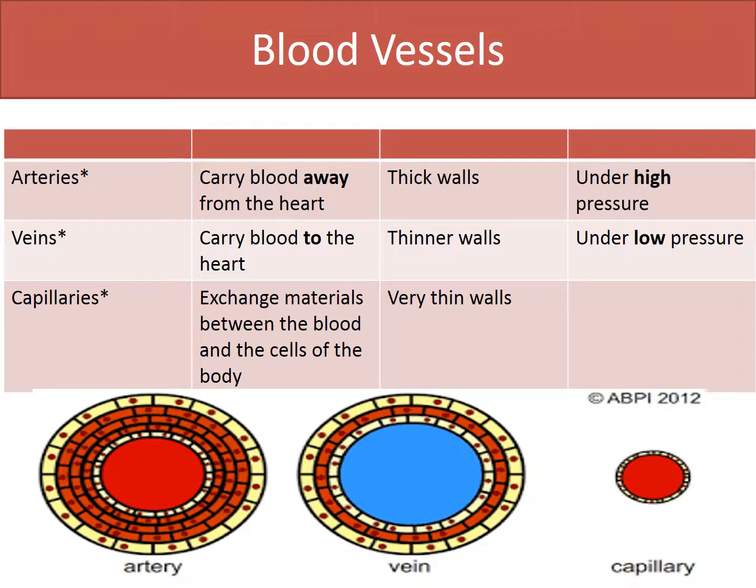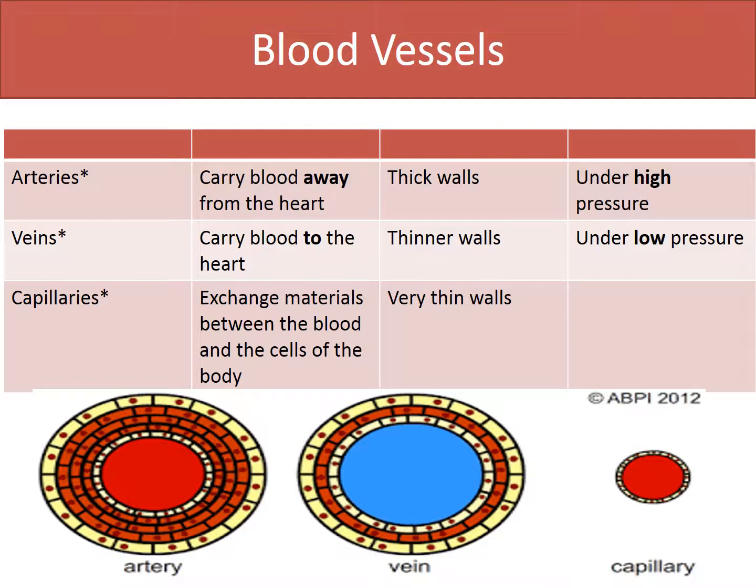Next, we will look at blood vessels, which we mentioned earlier. Blood vessels are the tubes responsible for moving blood around the body. There are 3 main types of blood vessel: arteries, veins, and capillaries. Arteries carry blood away from the heart. Think of A for artery and A for away to help you remember. Arteries have thick walls, as seen in the diagram. And as arteries carry blood away from the heart, there is a strong flow of blood within them. This means that the blood in the arteries is under high pressure.